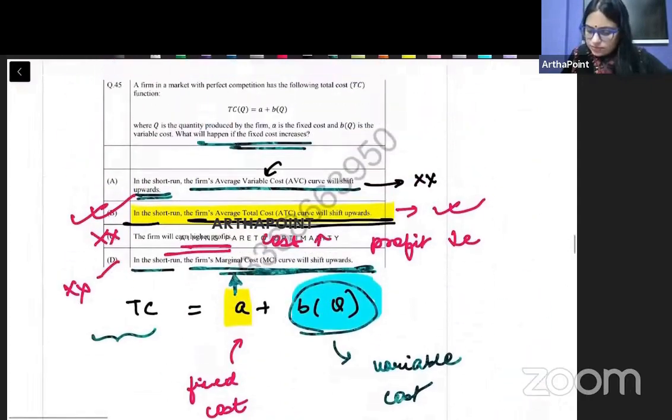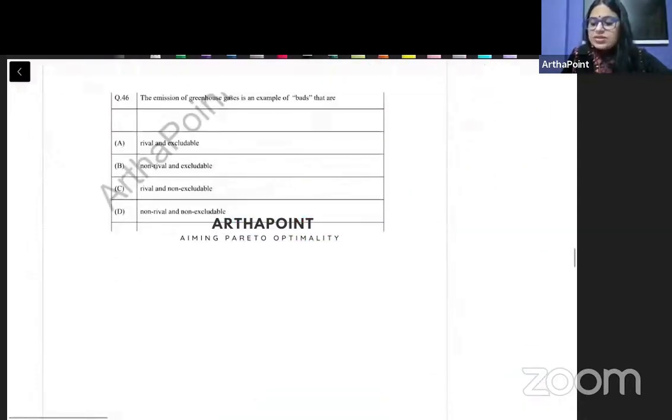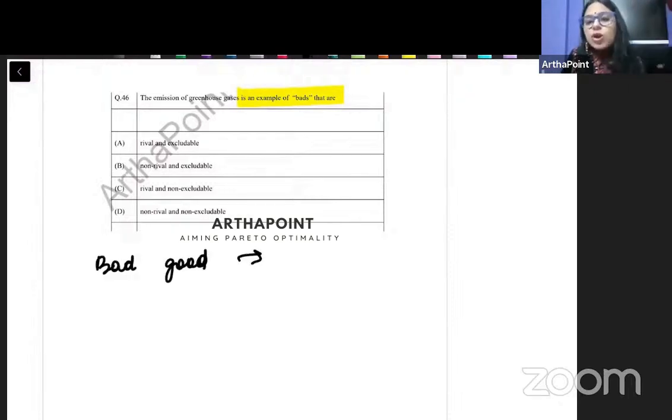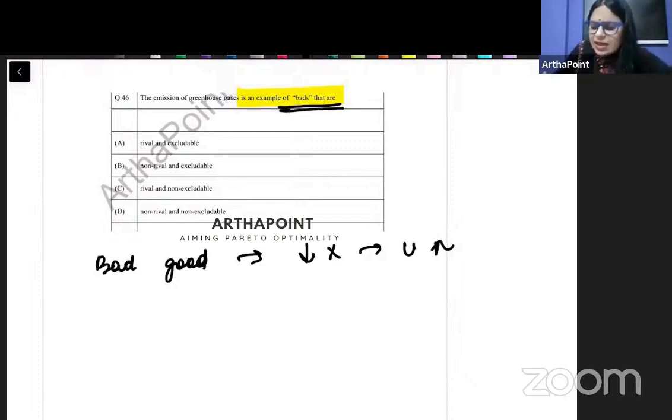Question number 46. The emission of greenhouse gas is an example of bads that are... So, beta, what are bad goods? Those goods whose consumption you want to reduce. When you reduce the consumption, if your utility increases, such goods are called bad goods, like pollution, like COVID. When you reduce their consumption, your utility will increase. Clear?